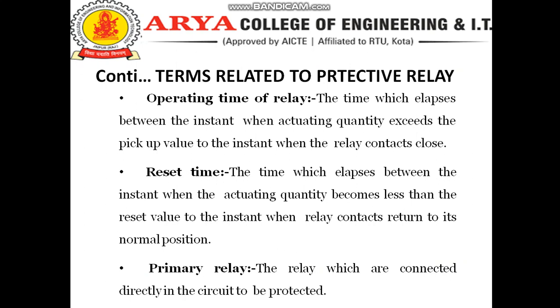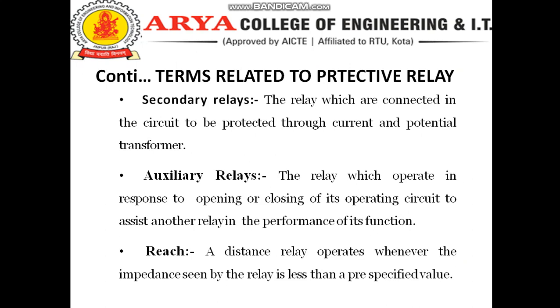Primary relay. The relays which are connected directly in the circuit to be protected. Secondary relay. The relays which are connected in the circuit to be protected through current and potential transformers. Auxiliary relay. The relay which operates in response to opening or closing of its operating circuit to assist another relay in the performance of its function.